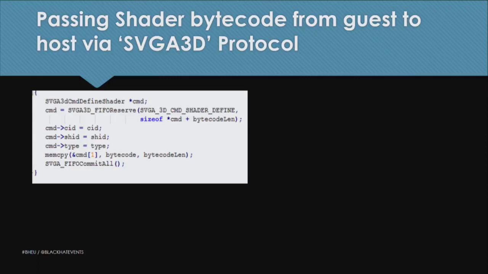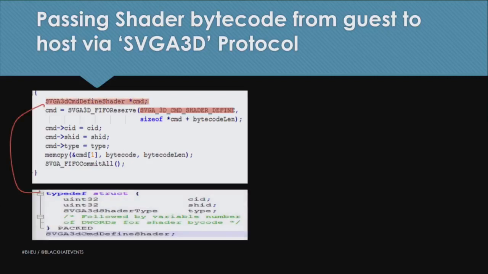So first, the shader bytecode can be passed from guest to host using a 3D command called SVGA 3D CMD shader define. The parameters to be sent along with this particular 3D command are defined in a structure which looks something like this, as you can see. The structure holds some characteristics about the shader, which is shader type, and it also holds the raw shader bytecode.